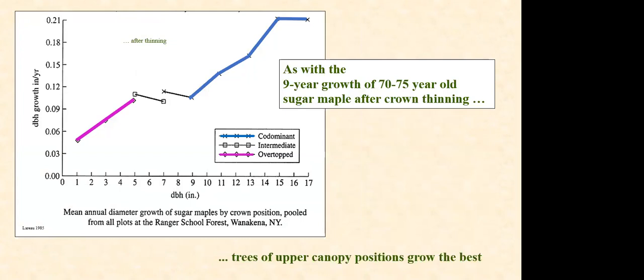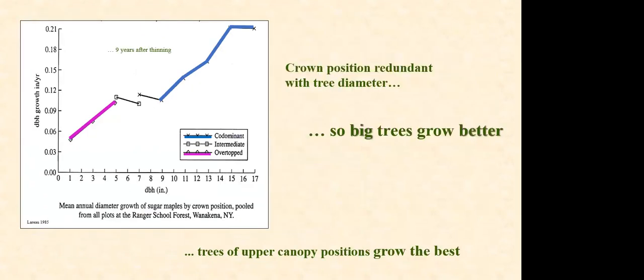Back in the 80s, John LaRue went up to the thinning plots at Ranger School and measured the 9-year growth, and he found this pattern here. Now I've marked the codominant trees with blue and the overtop with purple. The intermediates are in the middle. We didn't have enough dominant trees to really model in this case. What does that pattern show? Trees of upper canopy positions grow the best. The big trees grow better than the small trees.